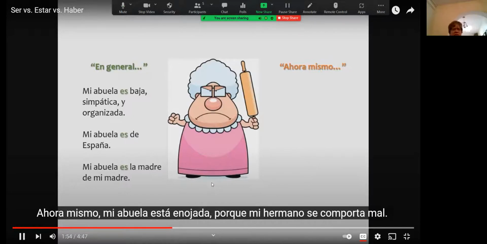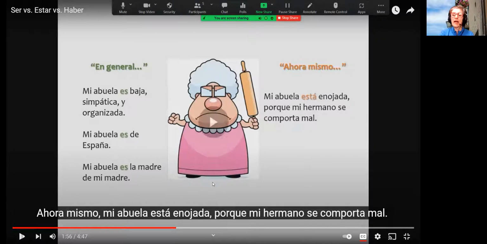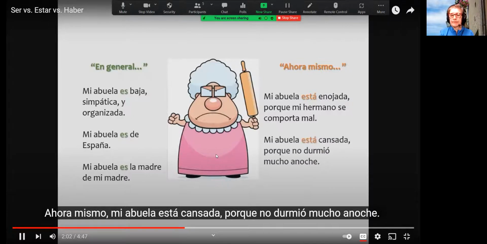Pero ahora mismo, ahora mismo means right now. En el presente. Very in the moment. Mi abuela está enojada porque mi hermano se comporta mal. My grandma is angry because my brother is behaving badly. Is angry is not her general characteristic all the time, grandma kind of description. It's how she feels. If it's an emotion that comes from within, it's estar. Ahora mismo mi abuela está cansada porque no durmió mucho anoche. My grandma is tired. Está cansada. She's tired. That's how she feels.